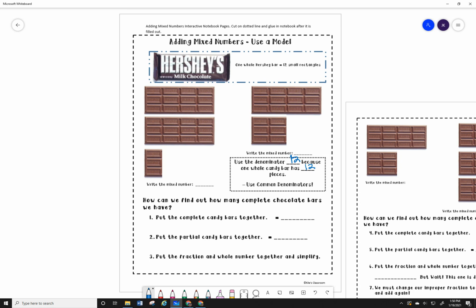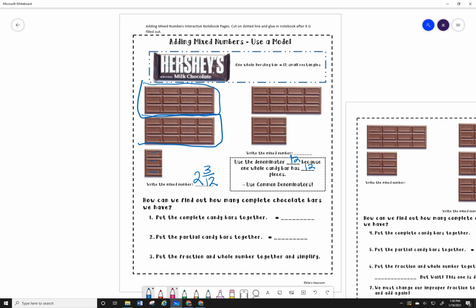So let's look at this first picture where we have two entire candy bars. So I have a whole one here and a whole one here. So I have two candy bars there, but I have these three pieces left over here. And I'm going to write that in fraction form. And we said we're going to use the denominator of 12 because a candy bar is made up of 12 pieces. So I have 3 of the 12 pieces to make a whole candy bar. So in this first image, I have 3/12 of a whole candy bar and 2 whole candy bars.